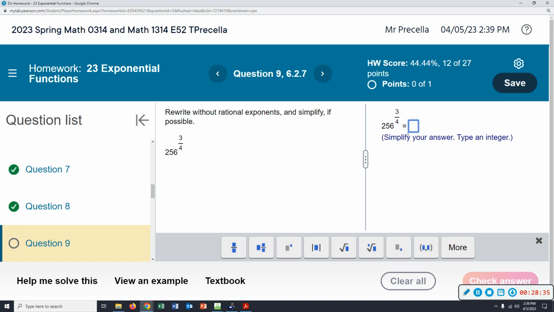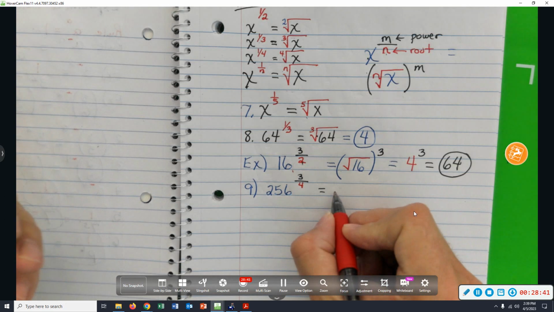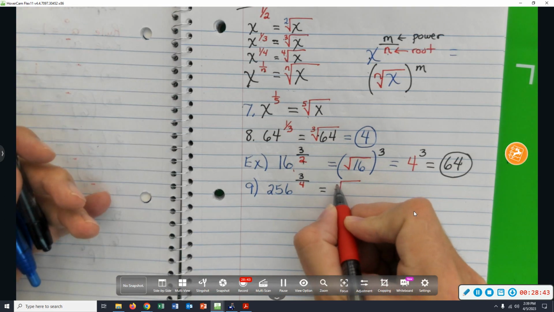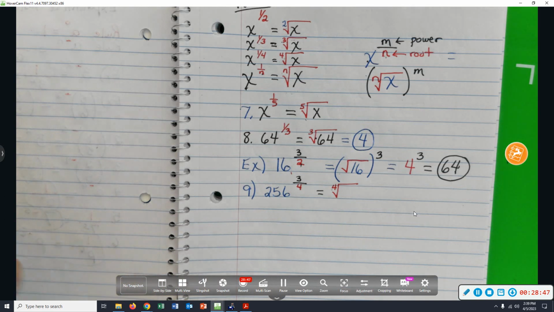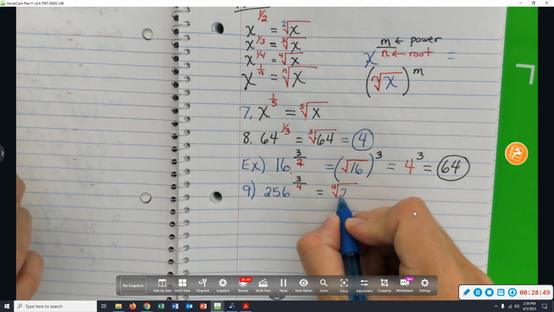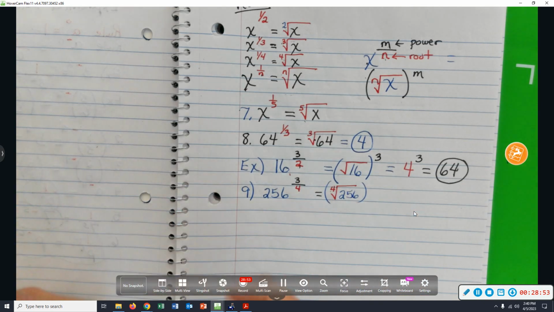256 to the 3/4. So then would there be the parentheses square root, but I'm sorry, I don't know what you would call it, but with the 4. Yeah, just say 4th root. Just say 4th root of 256. And then once you figure that out, cube it.